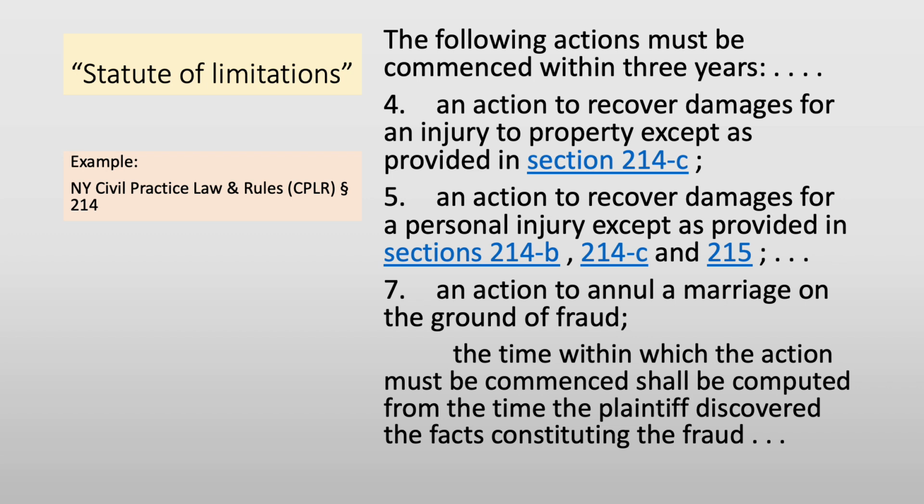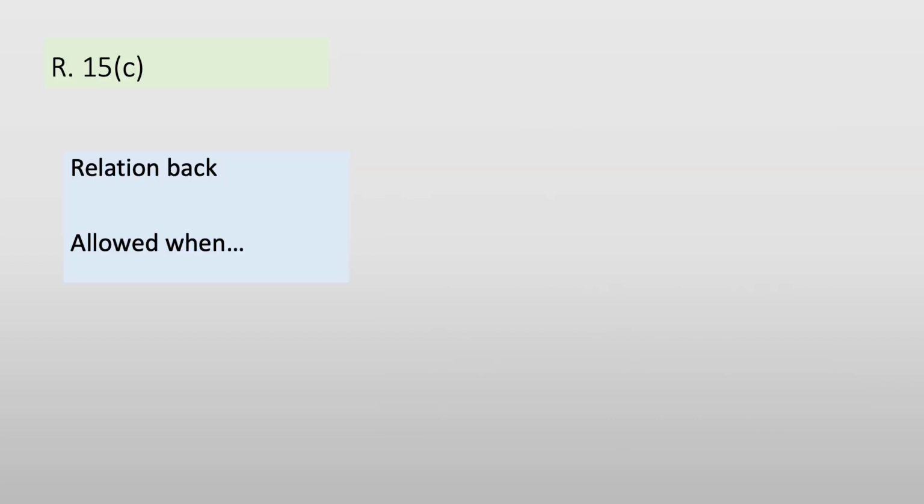Let's get back to Rule 15(c), relation back. Relation back allows you to add or substitute a defendant or other party on your pleading and act as though you had already had them there at the very beginning, even if the statute of limitations has already run on that action. And they're allowed under certain very particular circumstances.